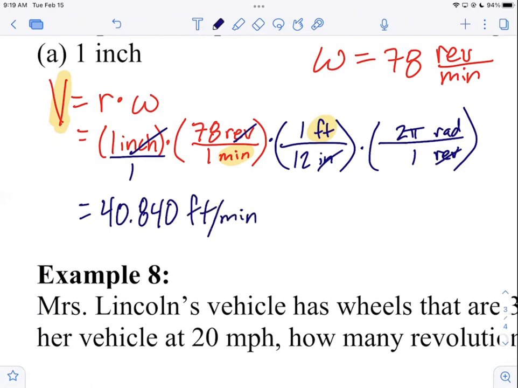So that ant, that's 1 inch out from the center, every minute it's going to travel a distance of about 41 feet, but it's not in a straight line path.